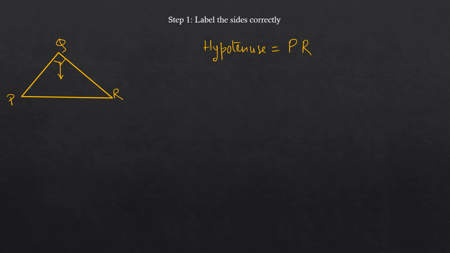Next, as I said, opposite and adjacent sides will depend upon which angle you are considering. So let's say for angle P. For angle P, if I draw an arrow, you can see this arrow is facing QR, so it means QR is going to be our opposite side. Similarly, PR is adjacent, but PR is already the hypotenuse. So the other adjacent side, we will call this one PQ. So PQ is our adjacent side.